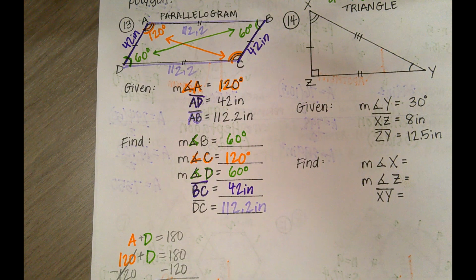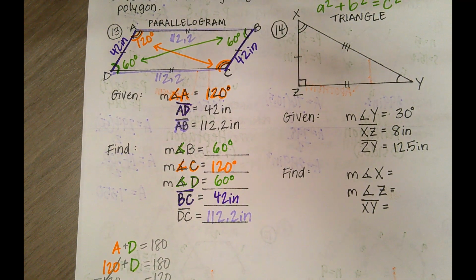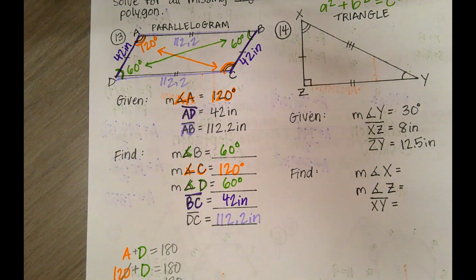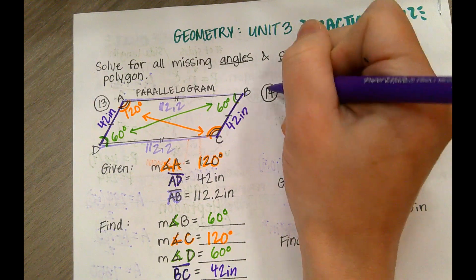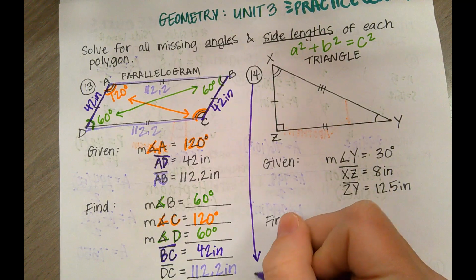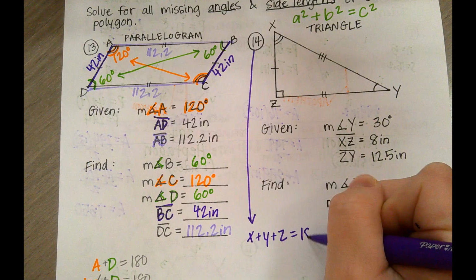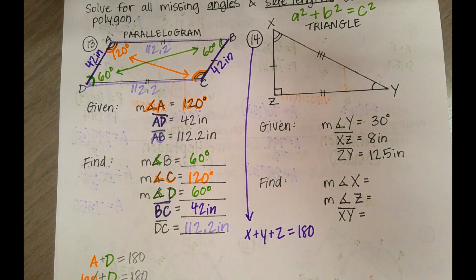And we've just got one more question. One more. Number 14. The interior of a triangle is 180. Yes, the interior angles of a triangle do add up to 180 degrees. So that is a good thing to note. I know my 3 angles add up to 180. So that's X, Y, and Z. X plus Y plus Z equals 180. Just going to have that as a note to help me.